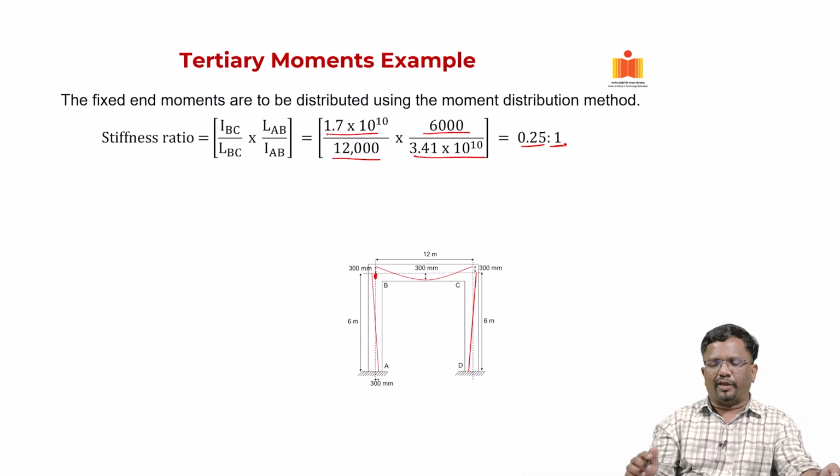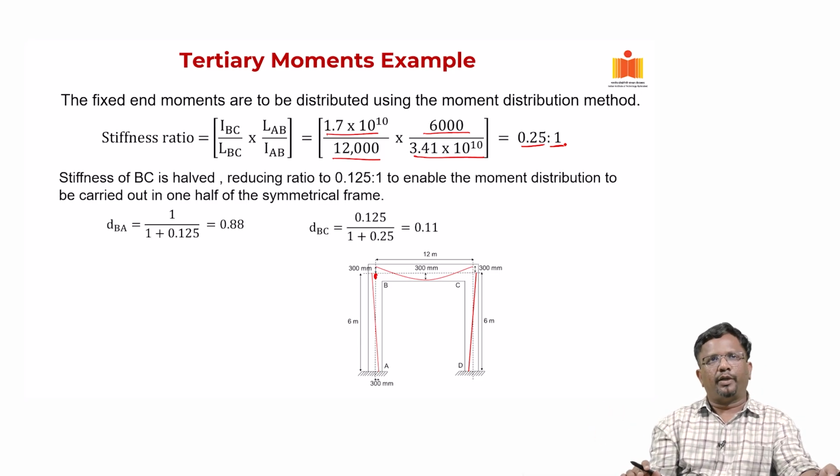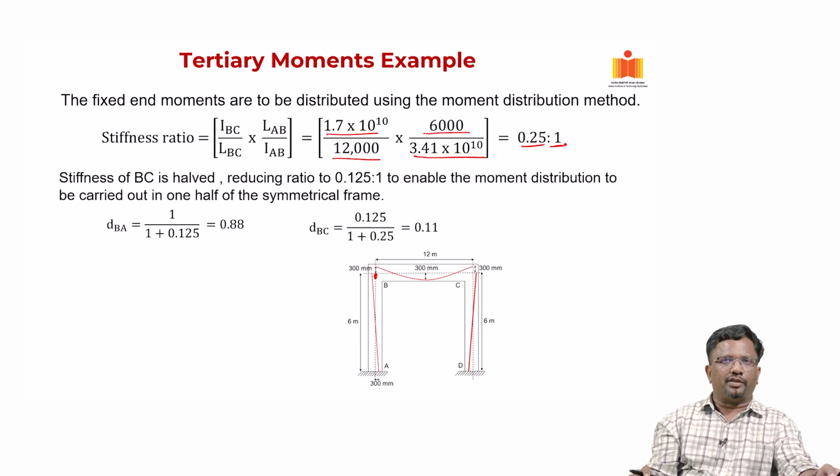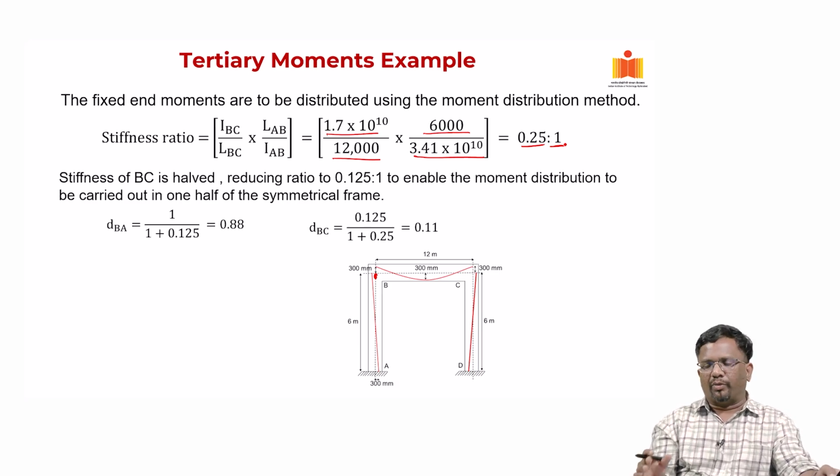So, you can either take EI by L, E is constant, so that is why it is getting nullified. And now, we are going to look at the symmetry condition, and we are going to look at only half of the frame to quickly do the analysis.